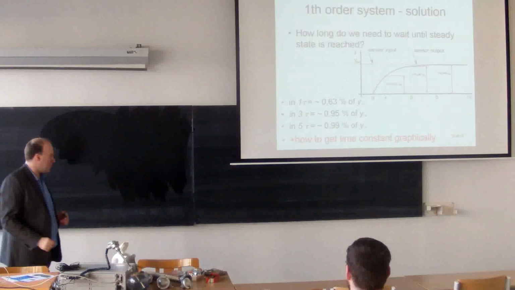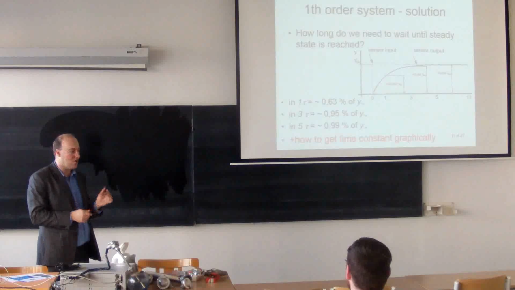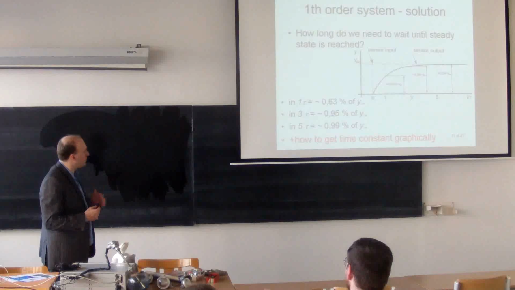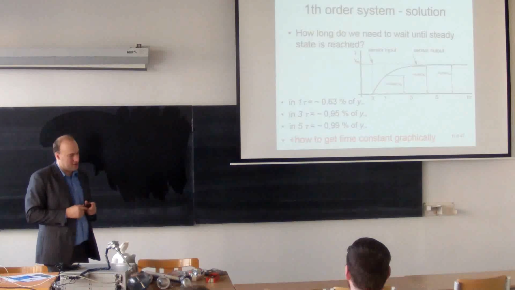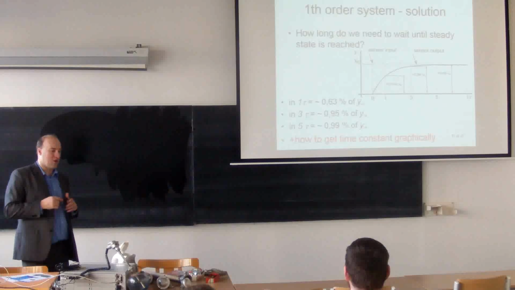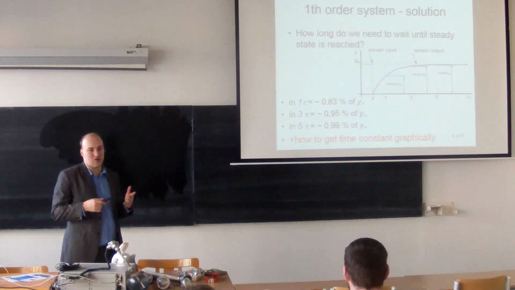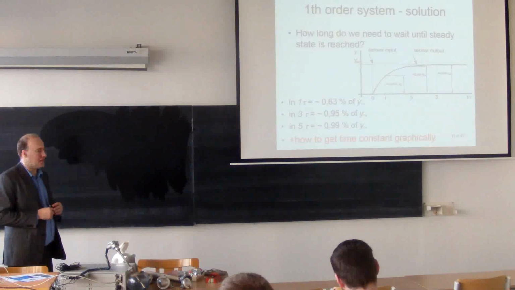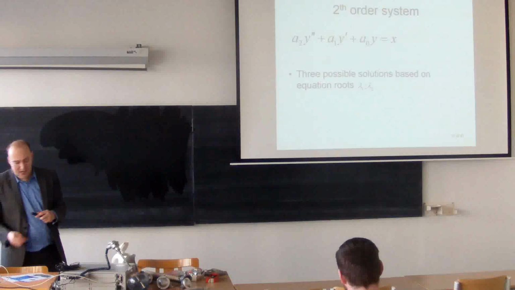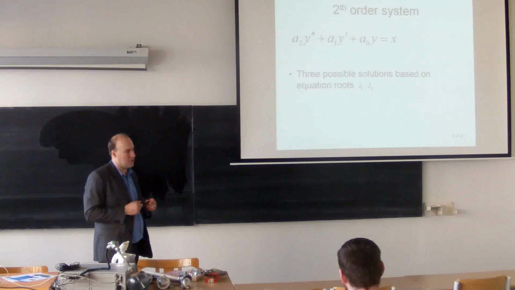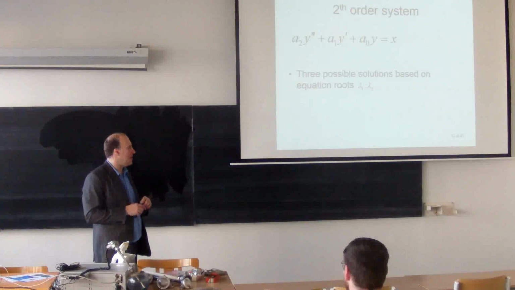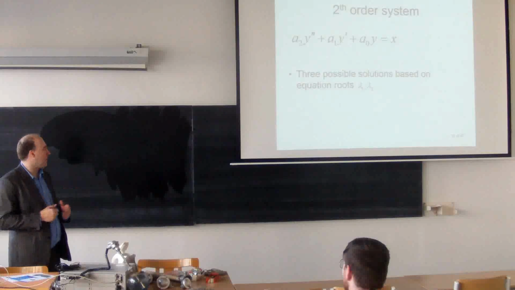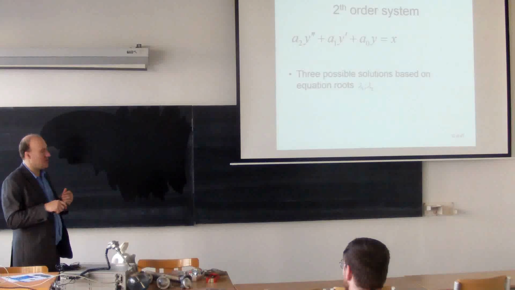Now, how about some more complicated description? We know that the general description is an nth-order differential equation. We discussed the first order system, but in some cases we cannot simply describe the system by a first-order differential equation because it does not correspond very well to reality. So in those cases, we can choose something more complicated, and we can describe the sensor with a more complicated equation, which will be the second-order differential equation.